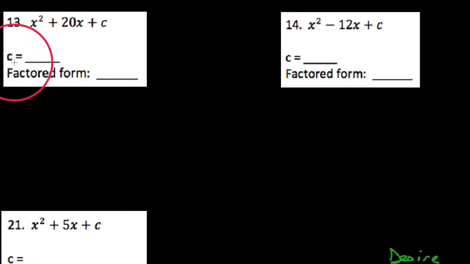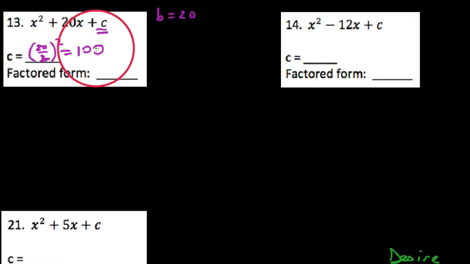So taking a look at these other ones here, we'll deal with them rather quickly. We would say that I've got x squared plus 20x. What would I really want to have here for c that would cause this to be a perfect square trinomial? So again, because our b value here is 20, we're going to say that this is 20 over 2 squared, which is the same as 10 squared, so we would get 100.